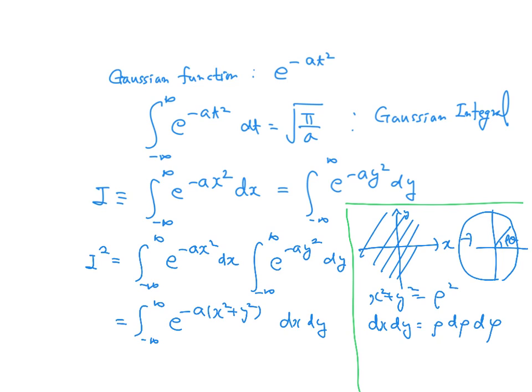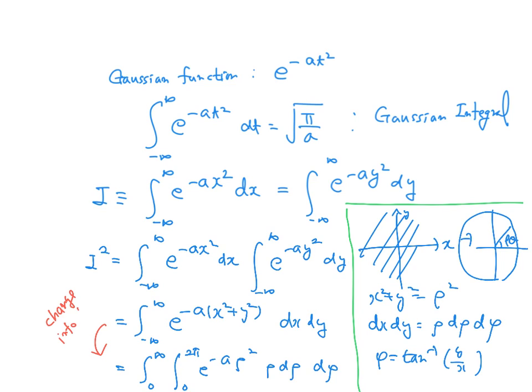So you can change into polar coordinates. The phi is arctangent of y over x. Then we can change this into 0 to infinity, 0 to 2 pi, exponential minus a rho squared, rho d rho d phi. You probably learned polar coordinates in freshman calculus, right? Anybody remember polar coordinates, raise your hand. One, two, three. Some of you remember. If you don't, go back to your freshman calculus textbook and look up the section.